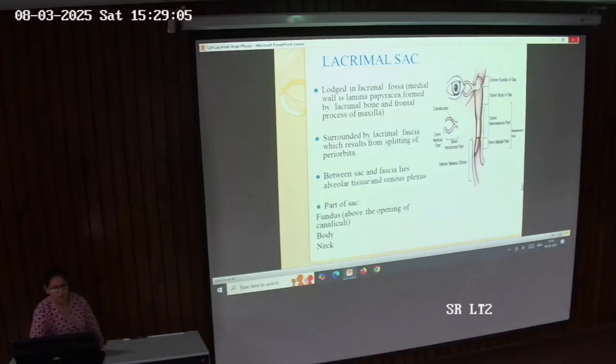There are three parts of the sac. One is the fundus, which is above the opening of the canaliculi, second one is the body, and third one is the neck. You can see in this picture. Fundus is the upper part, middle part is the body, and neck is the lower part which opens in the inferior meatus.